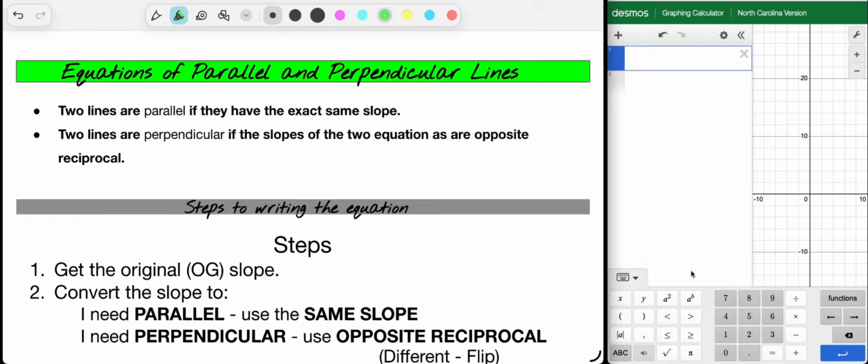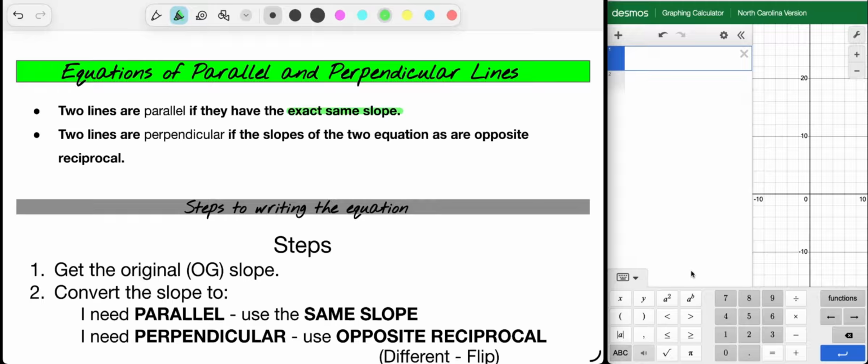All right, class. So we're going to be looking at how we can write equations of parallel and perpendicular lines. But before we go into our examples and just a little bit of a review, we got to understand what we need to do in order to do parallel and perpendicular lines. Two lines are parallel if they have the exact same slope. So we have to remember that when they ask us to write an equation that is parallel, we have to make sure the slopes are exactly the same.